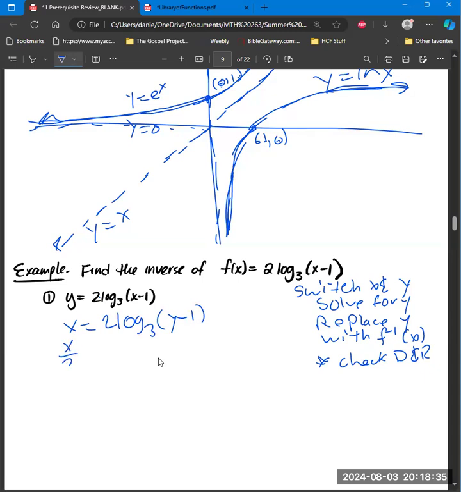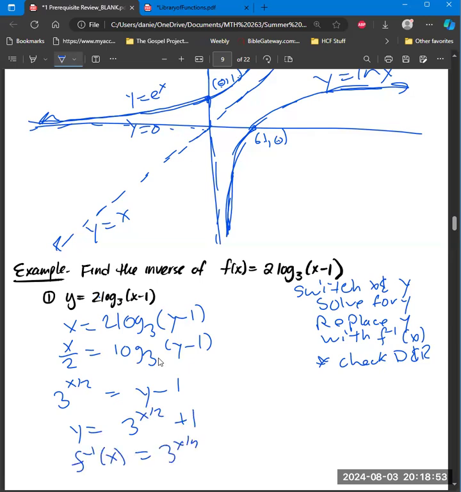Solve for the new y. This is 3 to the x over 2 is equal to y minus 1. Y is equal to 3 to the x over 2 plus 1. So f inverse of x is equal to 3 to the x over 2 plus 1.